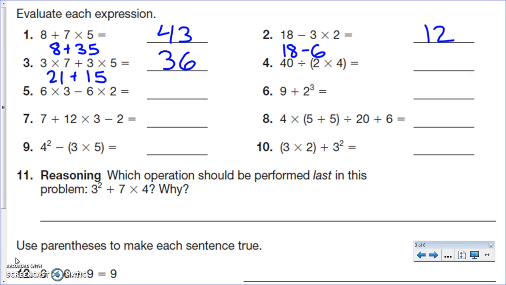For 4, we have 40 divided by (2 times 4). And 2 times 4 is in parentheses, so we have to do that first. So it's going to be 40 divided by 8. 40 divided by 8 becomes 5. For 5, we have 6 times 3 minus 6 times 2. So we know multiplication comes before subtraction. So 6 times 3 is 18, minus 6 times 2, which is 12. And then 18 minus 12 becomes 6.